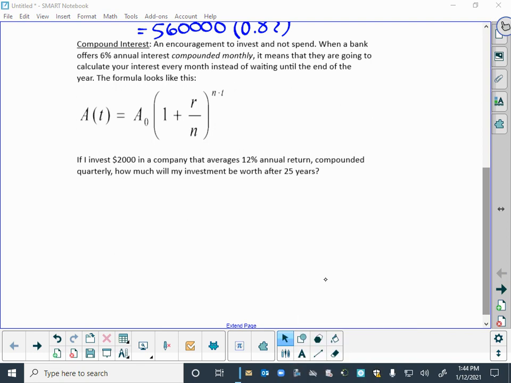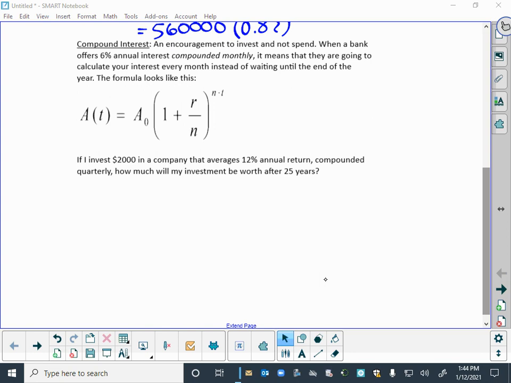All right. So in order to encourage people to invest money, a lot of times what a bank will do is they'll offer a percentage rate, but then offer to compound it more often than just once a year, which means they're going to calculate the amount of interest that you earn on a monthly, quarterly, or maybe daily basis instead of waiting until the end of the year to give you your interest.